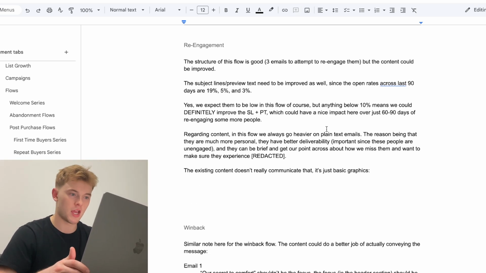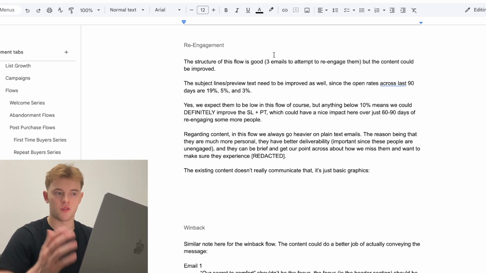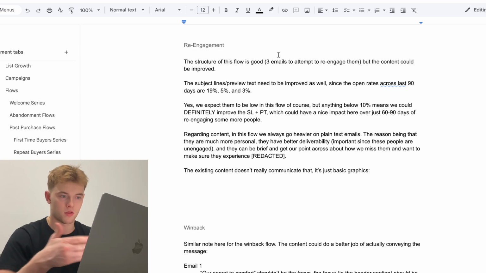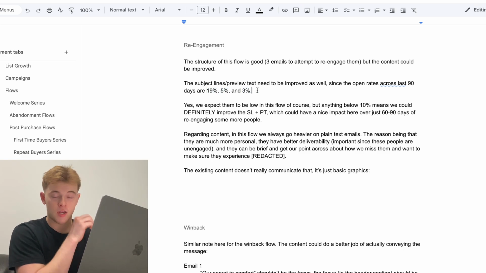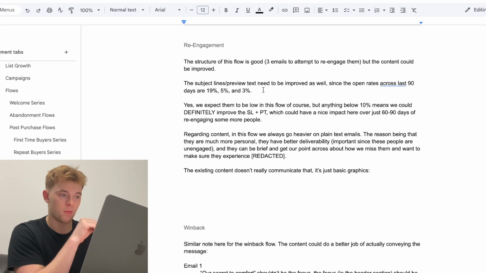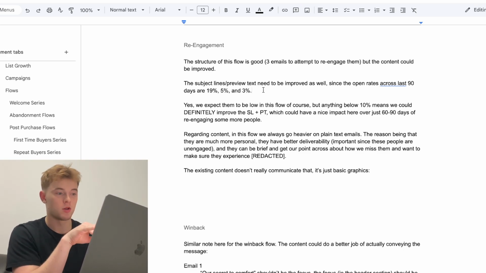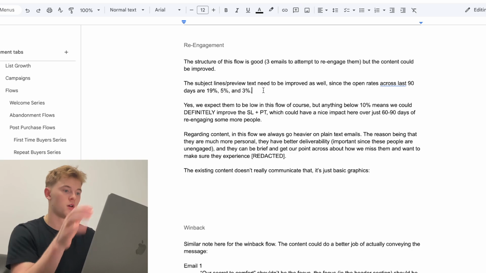All right, re-engagement flow. So this is kind of like sunset unengaged, if you've heard me call it that name. But the structure of the flow is good. It was 3 emails attempting to re-engage the subscribers, but I thought the content could be improved heavily. Their open rates across these 3 emails went 19%, 5%, and 3%. As I was going over the audit, the manager of the team went in and shut these emails off immediately because she didn't realize open rates like that will kill your sender reputation. You do not want to be getting 5% and 3% open rates.